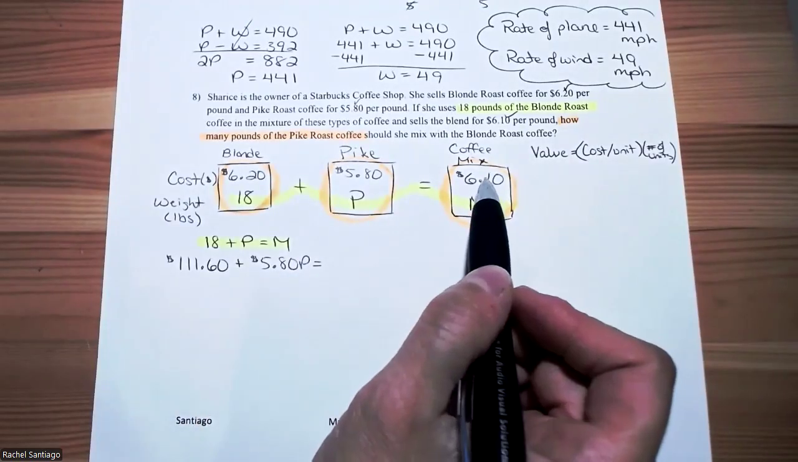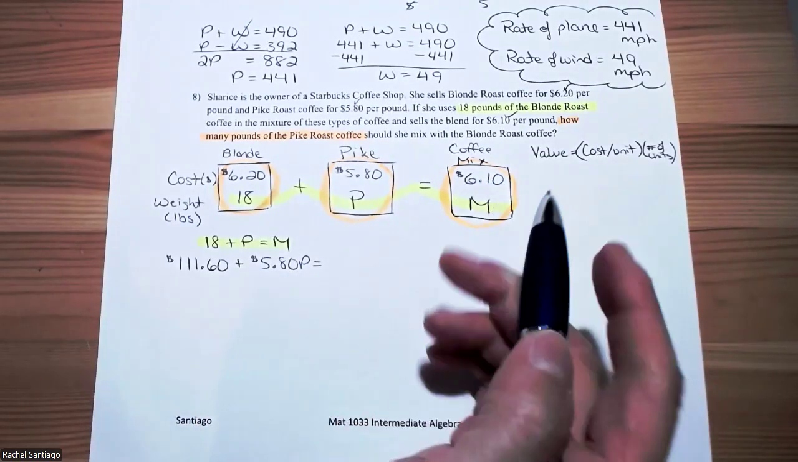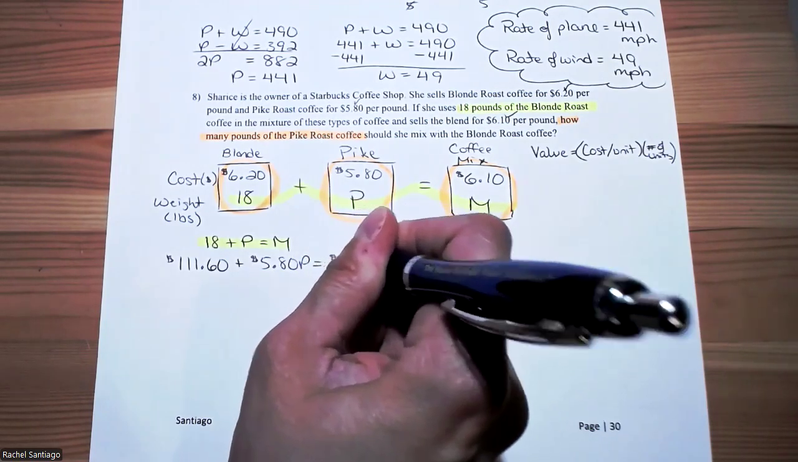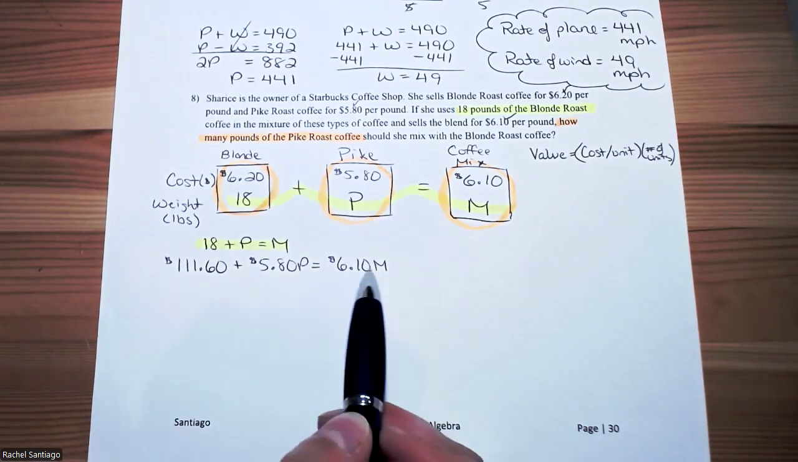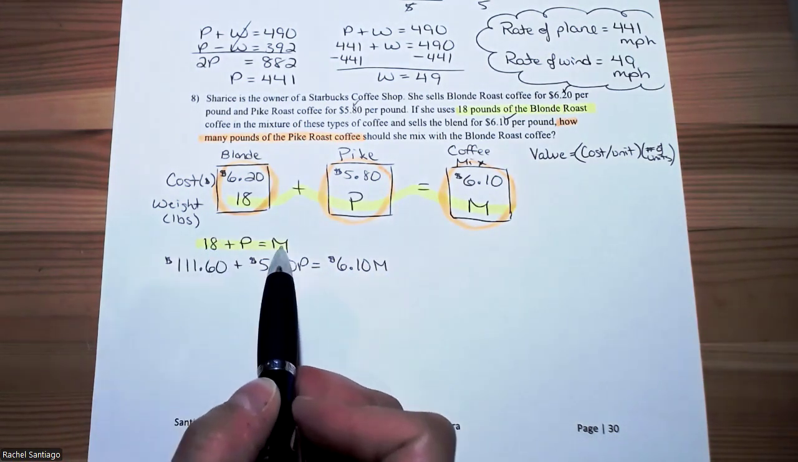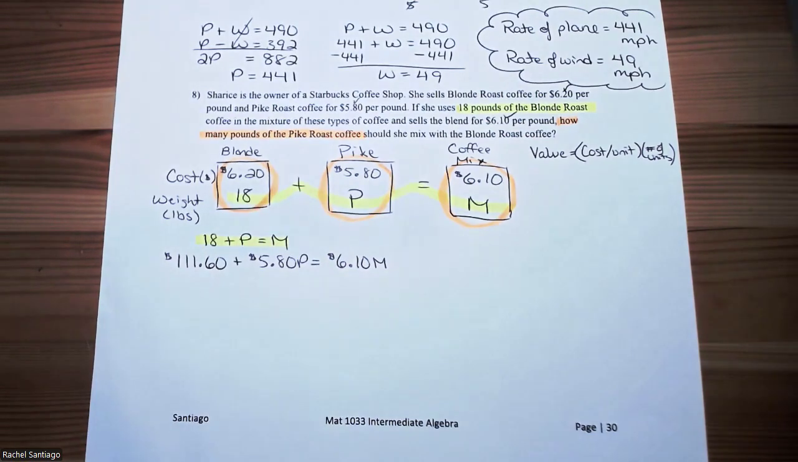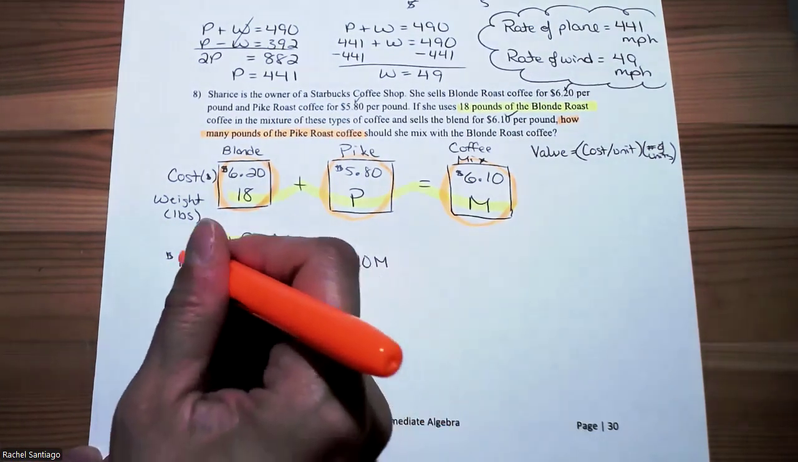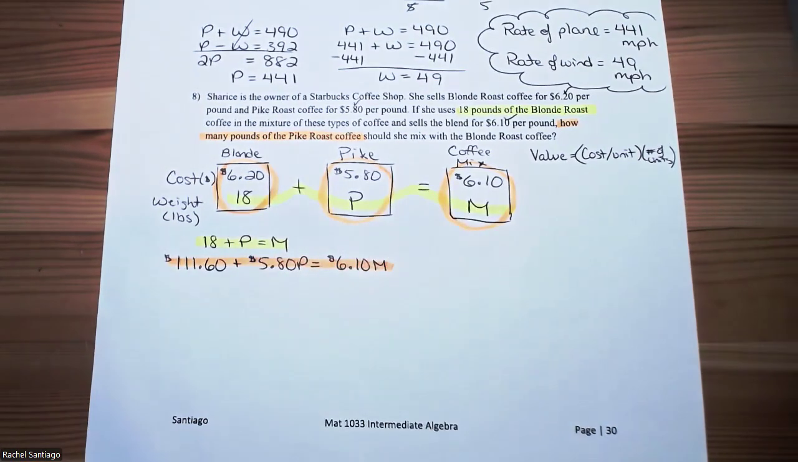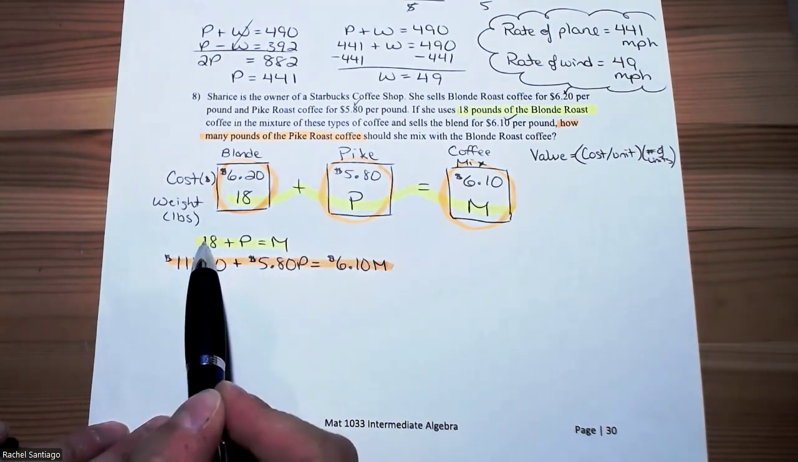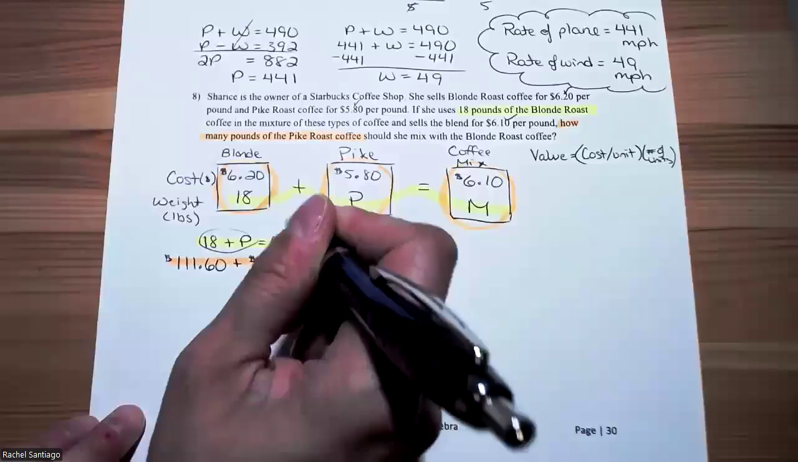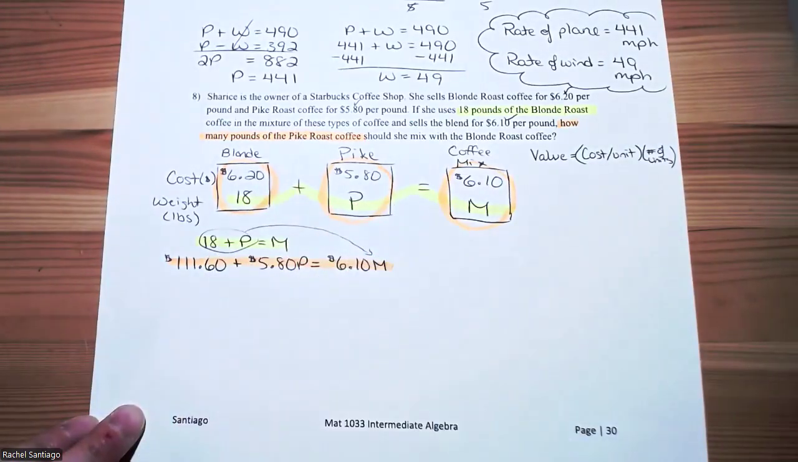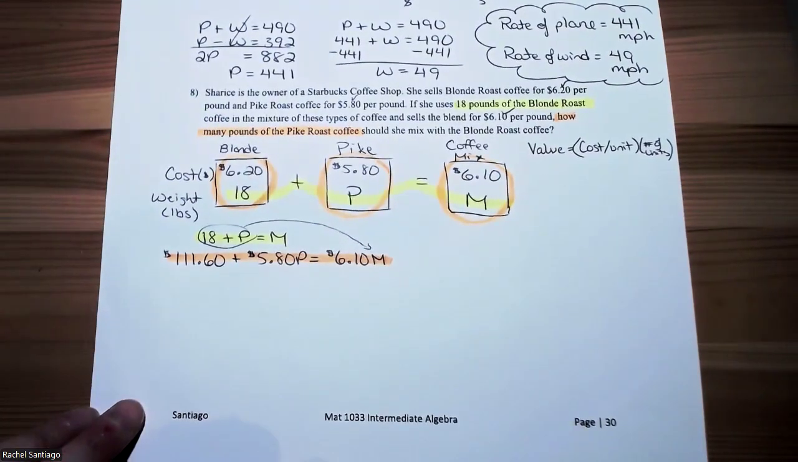And that's going to be equal to, again, cost times weight. So 6.10 times M. Notice here we have a cost equation, meaning value, so we have a value equation and we have a weight equation. Because of that, we look at this system and we can say, this is perfect for substitution. We already know that M is 18 plus P. So I'm going to take this 18 plus P, substitute it in for M, and then I'm going to solve.